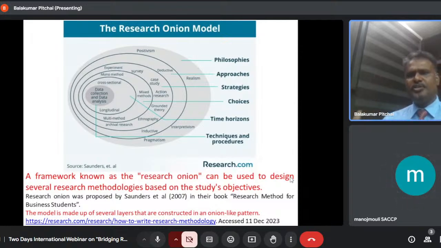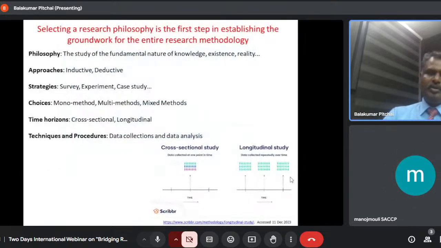You can use the research onion model that was coined by Saunders in 2007. The philosophy, followed by approaches, followed by strategies, followed by choices, and time horizons, and techniques and procedures. Philosophy is the fundamental nature of your study. Approaches may be inductive or deductive. Inductive builds the hypothesis, and deductive you are proving the hypothesis.